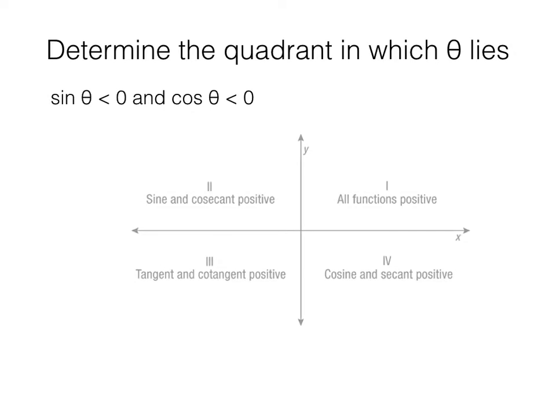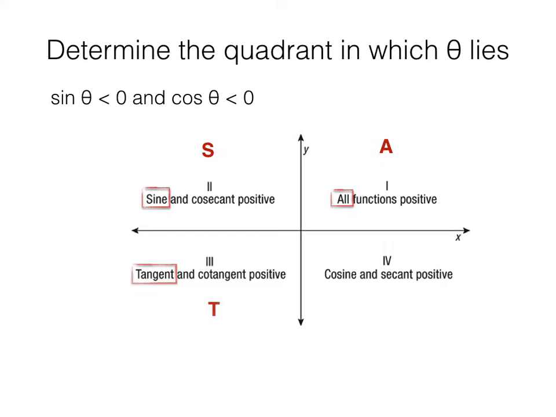So let's picture our coordinate plane and the signs of our trig functions in the various quadrants. In quadrant 1, all of the functions are positive. Quadrant 2, the sine and its reciprocal, the cosecant, are positive. In quadrant 3, the tangent is positive, and in quadrant 4, the cosine is positive.